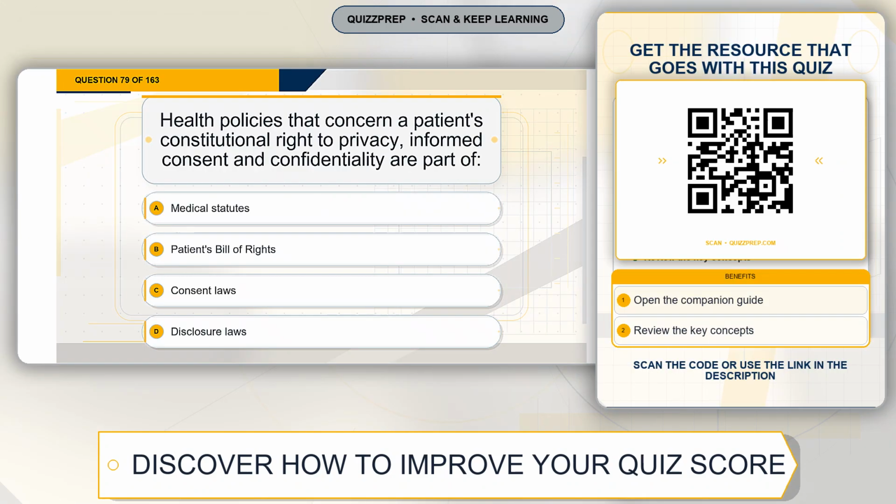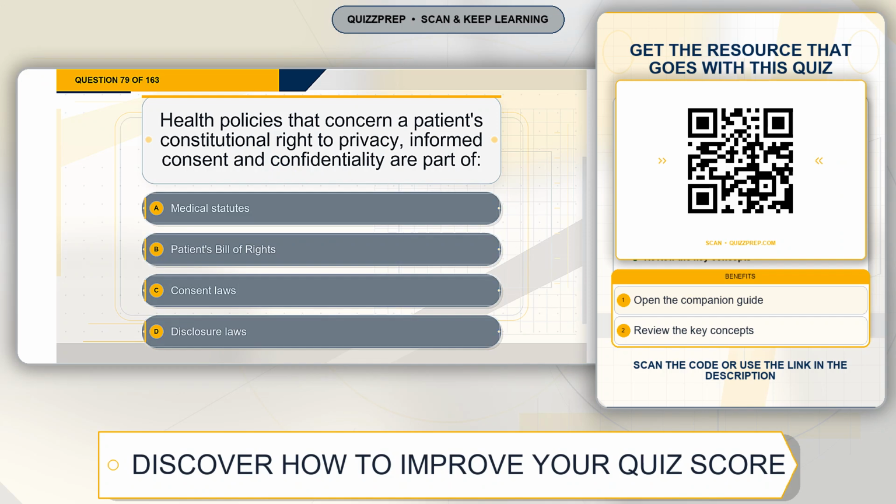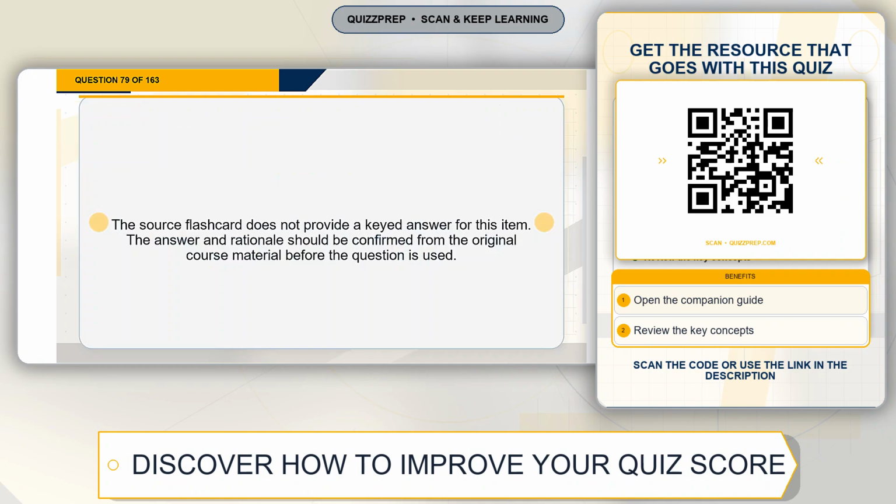Question 79. Health policies that concern a patient's constitutional right to privacy, informed consent and confidentiality are part of: Option A, medical statutes. Option B, Patient's Bill of Rights. Option C, consent laws. Option D, disclosure laws. The correct answer is not shown. Explanation. The source flashcard does not provide a keyed answer for this item. The answer and rationale should be confirmed from the original course material before the question is used.